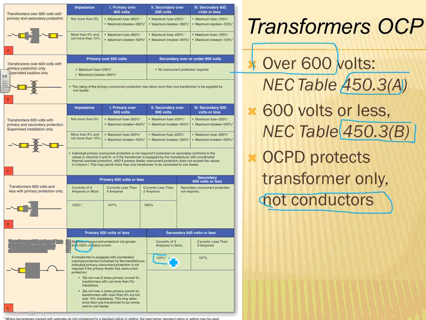If you have a transformer that's 100 amp, multiplied by 250 gives you a 250 circuit breaker. You put a 250 circuit breaker to protect the transformer on the primary side. On the secondary side, it's also 100 amp, and 100 times 125 gives you a 125 amp circuit breaker on the secondary. That's how you size the primary and the secondary overcurrent device. Be aware that this is meant to protect the transformer, not the conductor.